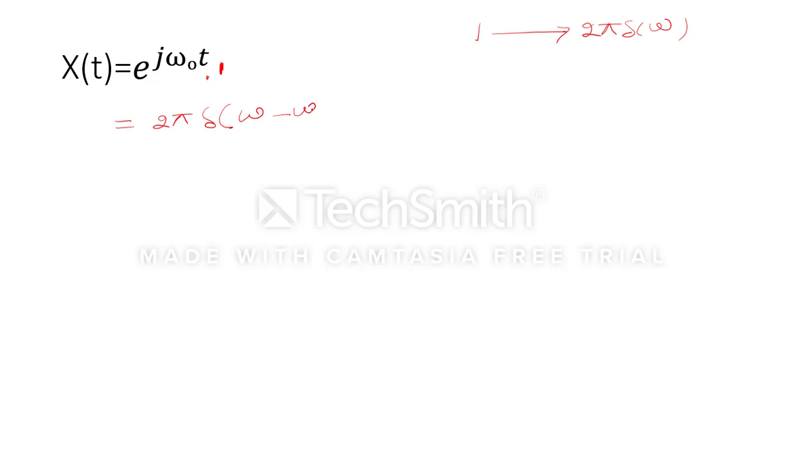Now next is x(t) = e^(jω₀t). So this is our frequency shifting property. We can assume that 1 is multiplied over here, and the Fourier transform of 1 is 2π δ(ω). So 2π δ(ω - ω₀), because opposite sign comes in the case of frequency shifting. So the answer will be this one.